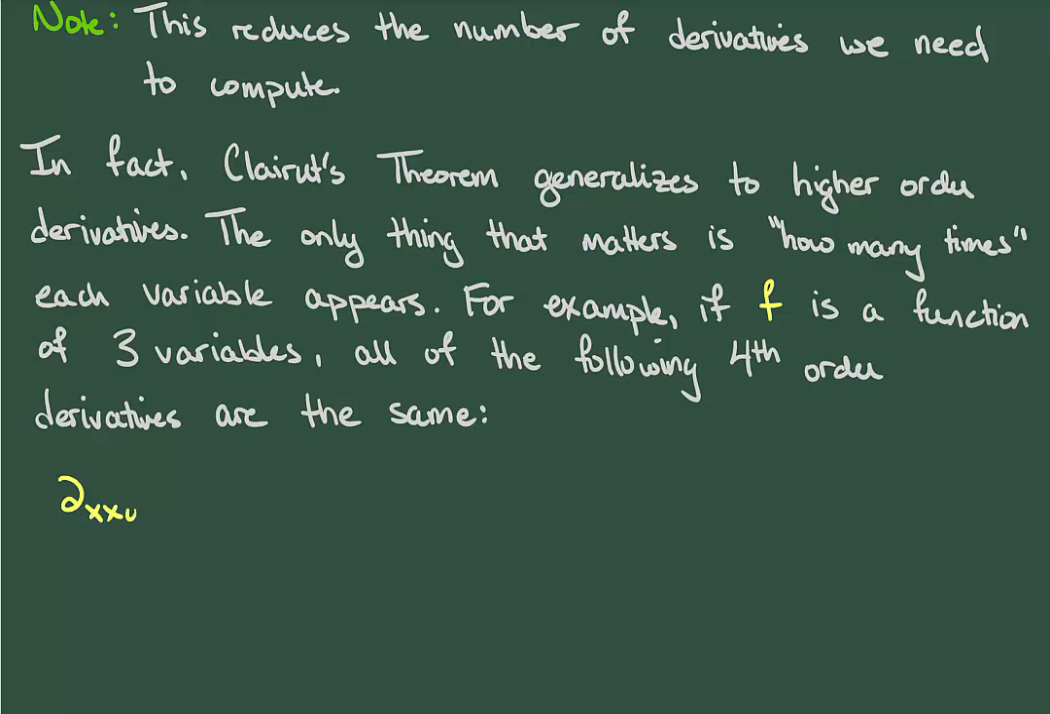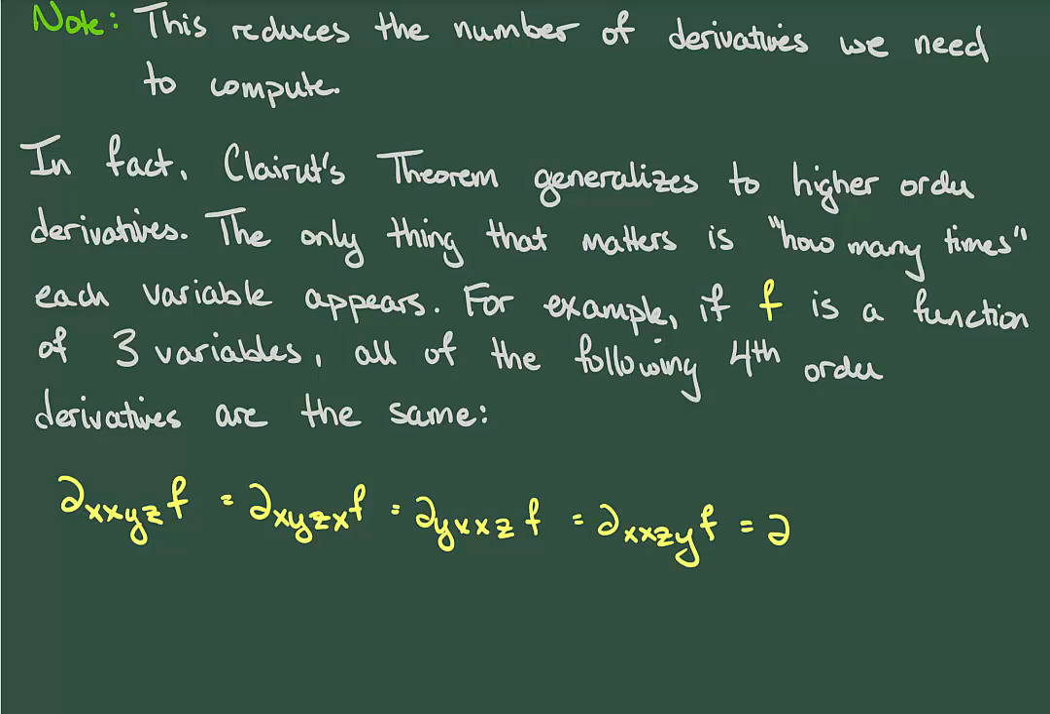The xxyz derivative is the same as the xyzx derivative, is the same as the yxxz derivative, etc., etc. You get the idea. Anything with 2 x's, a y, and a z are all going to be the same. In fact, there's 12 of these things, so if we had to compute the 4th derivatives, it saves us a lot of work. Thus, Clairaut's theorem gives us a slight improvement to the total number of higher-order derivatives that we have to compute.